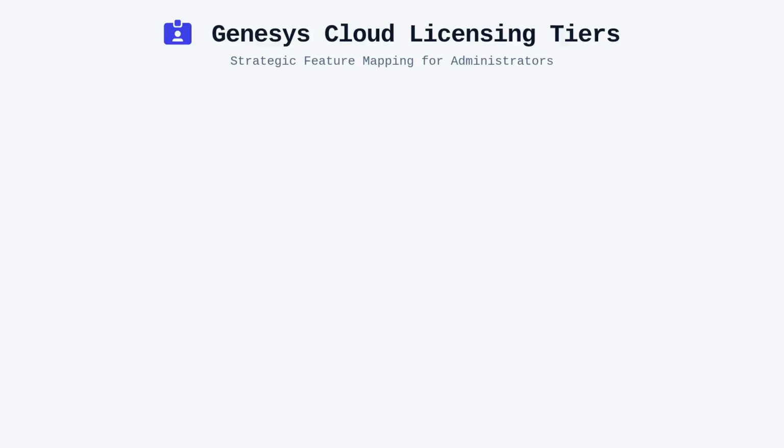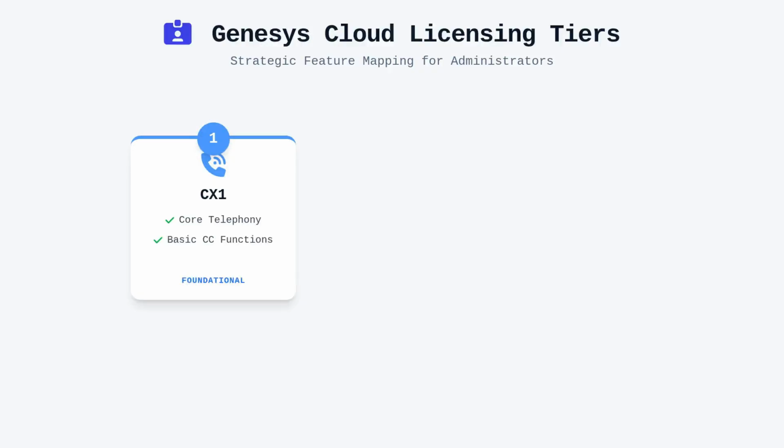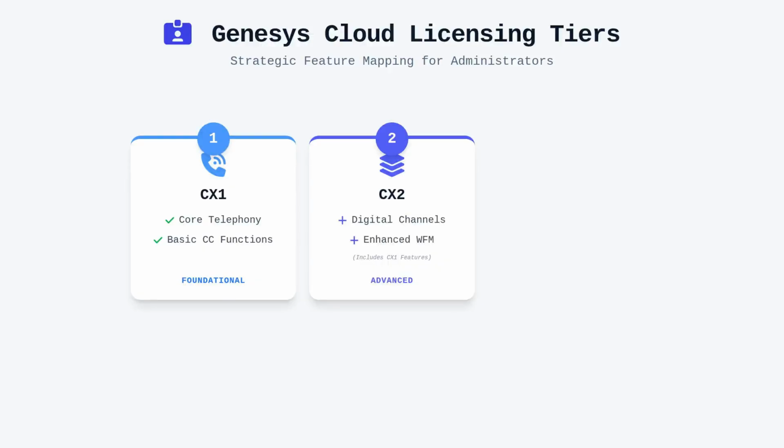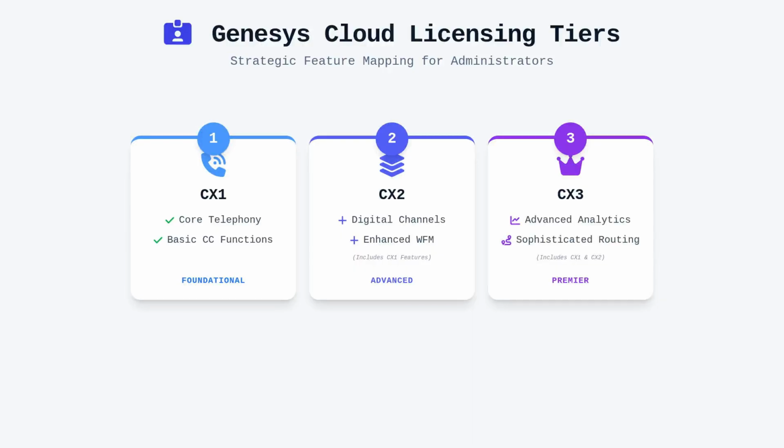These tiers dictate the available feature sets for your organization, starting with CX1, which focuses on core telephony and basic contact center functionality. Moving to CX2 adds advanced features, like digital channel support and enhanced workforce management capabilities. The CX3 tier serves as the premier offering, unlocking the full potential of the platform, including advanced analytics and sophisticated contact center routing features. When analyzing feature gaps, recognize that some capabilities related to outbound campaigns or advanced interaction routing require the higher tiers to remain accessible.